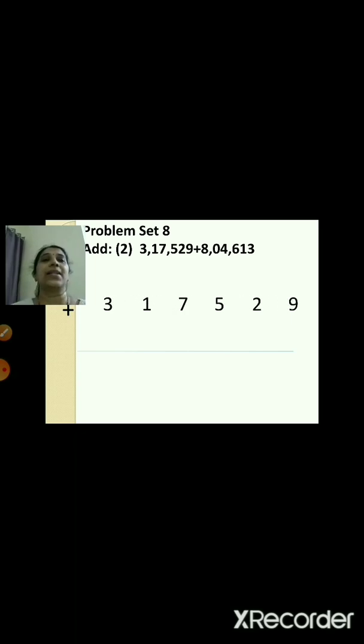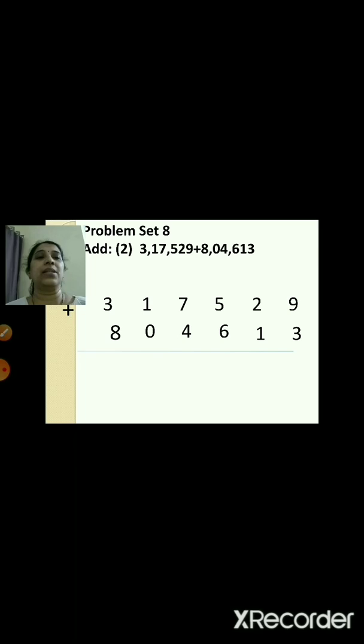Your second set is 8,04,613. So 3 in the units place, 1 in the tens place, 6 in the hundreds place, 4 in the thousands place, 0 in the 10,000s place, and 8 in the lakhs place. So now let's add them from your right hand side.